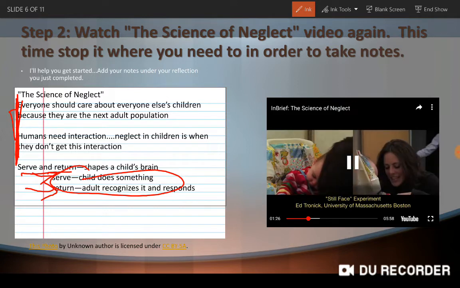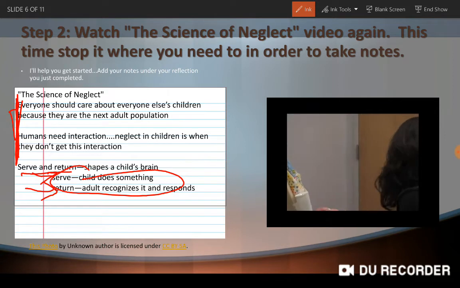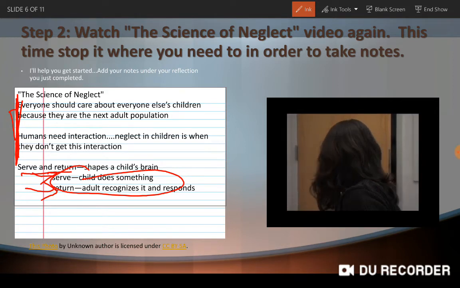The mother and the baby engaging in cooing and smiling. And then they ask the mother to basically put on a blank face and not respond at all.